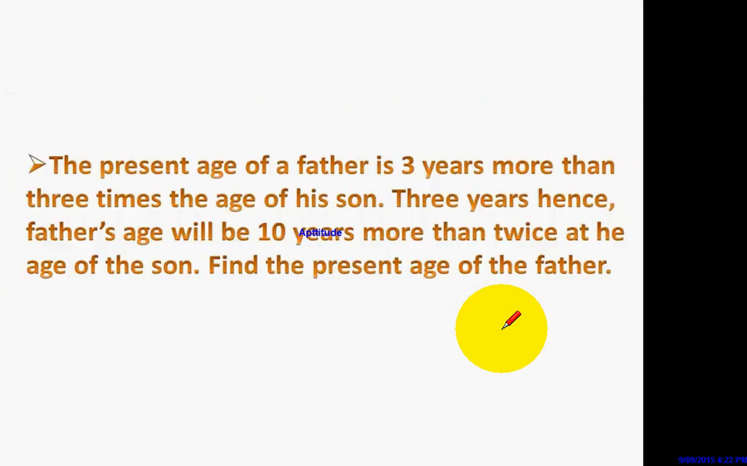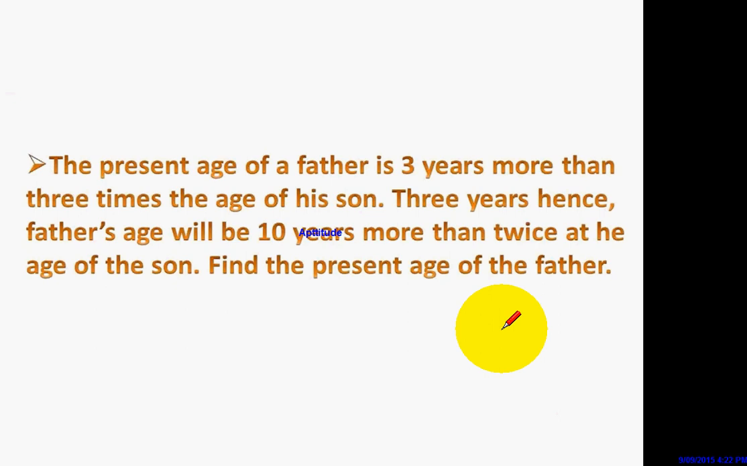So these are some basics. Now let us get into a problem. The first one is, the present age of a father is 3 years more than. Look here, it is given 3 years more than. So if it says more, then obviously go for addition.